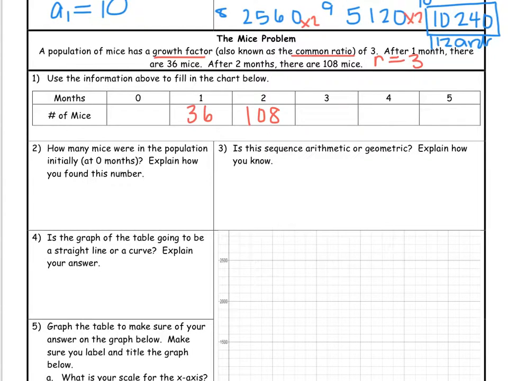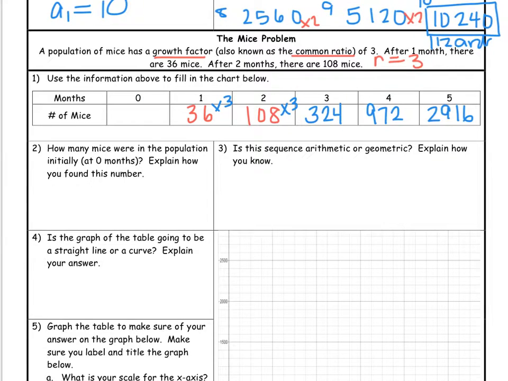So if it has a growth factor of 3, or a common ratio of 3, then that means we are just multiplying each term by 3 to get to the next term. So after 3 months, there'll be 324. 324 times 3 is 972. And then 972 times 3 is 2,916.